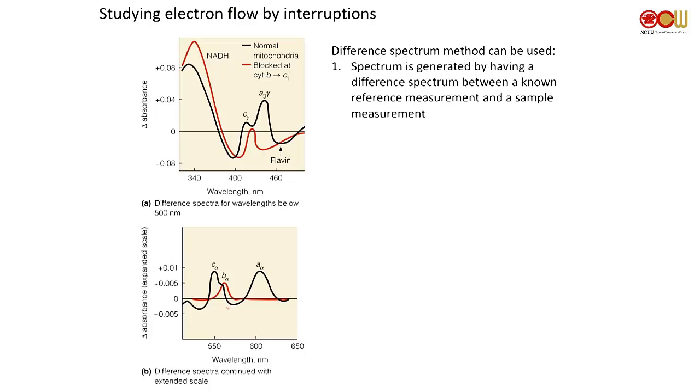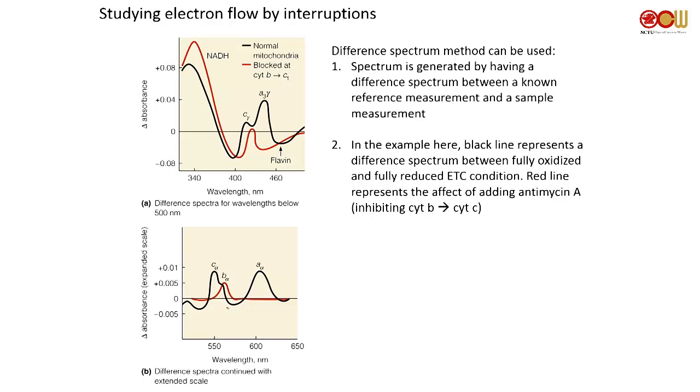All right, this other thing is one of the methods we can use to study electron flow by interruptions. You can use this thing called the difference spectrum. First you generate a spectrum by taking the difference between a known reference measurement and a sample measurement. In the example here, the black line is a difference spectrum between a fully oxidized and a fully reduced ETC.